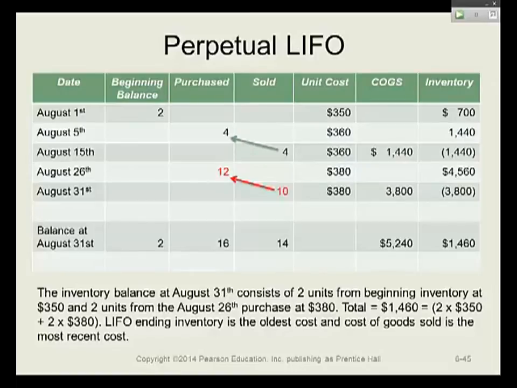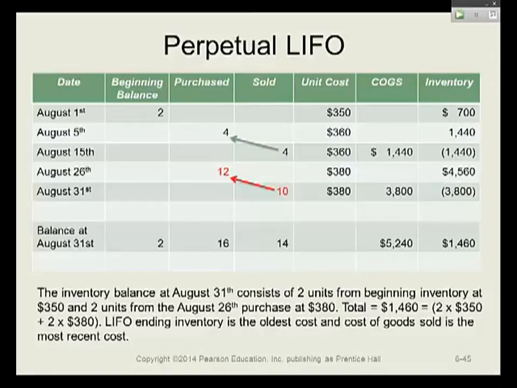Then on August 15th, they sell 4 units. The last ones in are the first ones to be sold. All 4 come out of that last purchase. Beginning inventory is the oldest cost. Cost of goods sold is the most recent. So just picture a legitimate case where you're dealing with a factory that's using nuts and bolts. You got 2 of them sitting in the back. You buy 4. You need 4. You're not going to take the 4 new ones out. You're just going to grab them and start using them. So you use the newest ones first, and that becomes your cost of goods sold. Then you buy 12 units at $380.